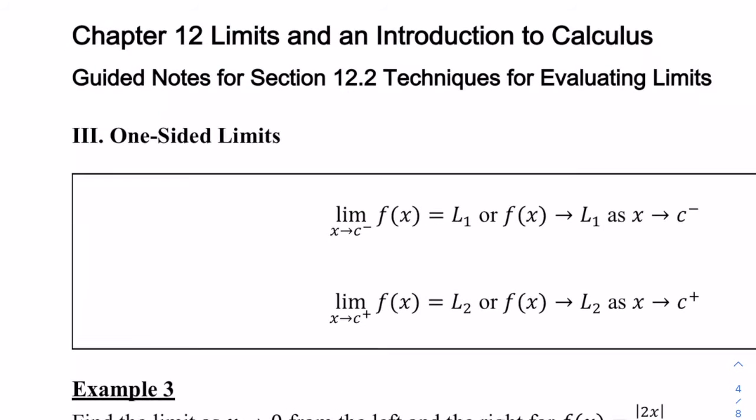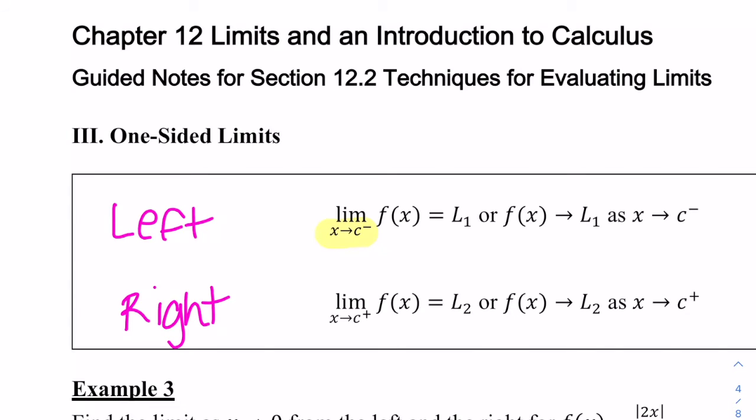When you see the negative, so as x approaches c from the negative, we're talking about values from the left, or values that are less than c. And then to show that we're approaching from the right, we could say the limit as x approaches c from the positive, or values that are greater than c.